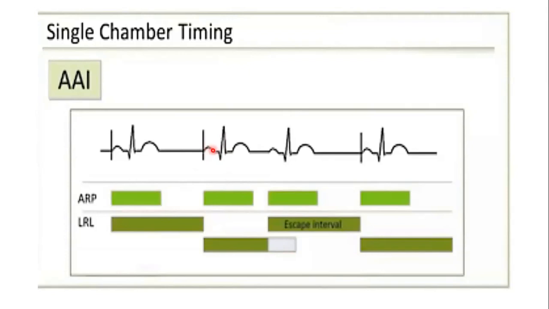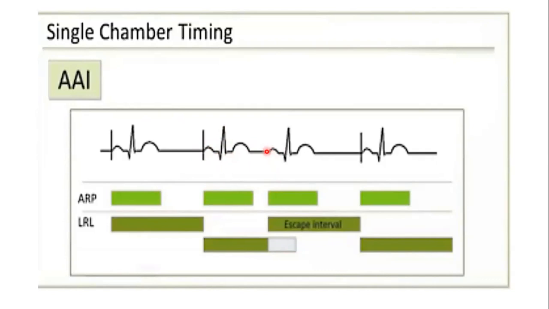Sorry, I'm missing something here. It's an atrial pace. So it's only the atrium that is pacing, and this paced rhythm is transmitted to the ventricle and stimulates the ventricle to depolarize. And again, the atrium will not sense anything until another cycle starts.